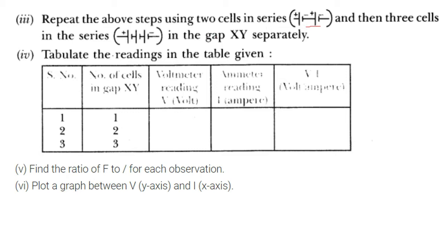We can tabulate the readings like this: number of cells in the gap, the voltmeter reading, the ammeter reading, and then we can find the ratio of V and I. V by I we can find every time, and we see that every time it comes out as a constant, the resistance. We can plot the graph between V and I, taking potential difference V on the y-axis and current on the x-axis.